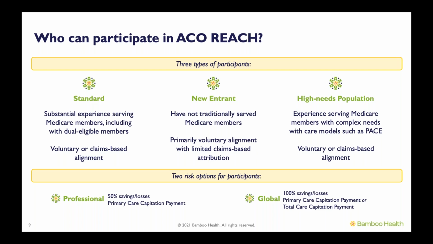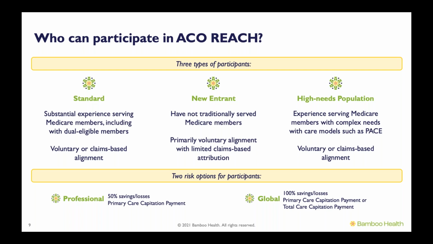So looking over onto the professional side, this will be a lower risk sharing arrangement. So it's 50% savings and losses with one payment option for the participating organizations, which will be primary care capitation. And this is a risk-adjusted monthly payment for primary care services provided by the ACO's participating providers.